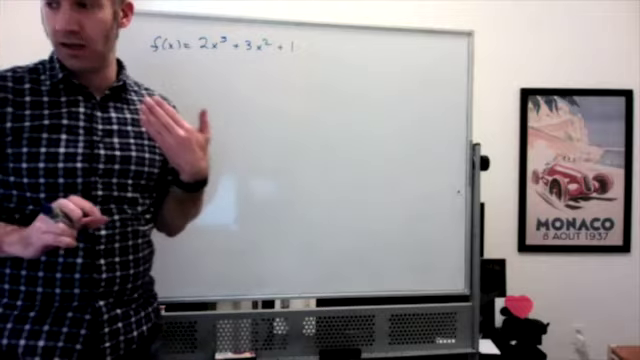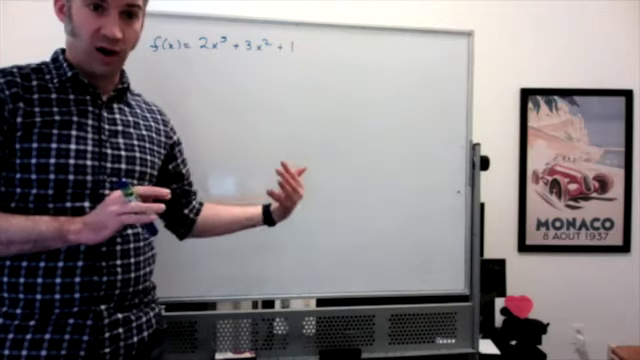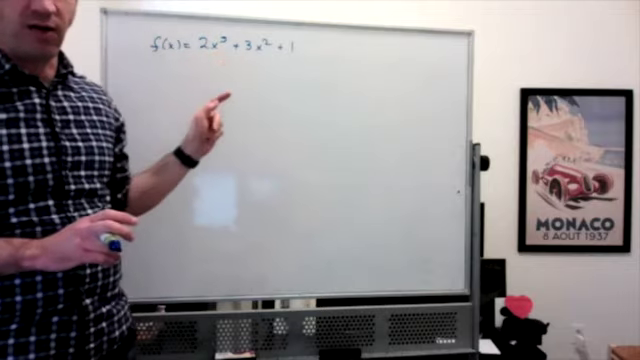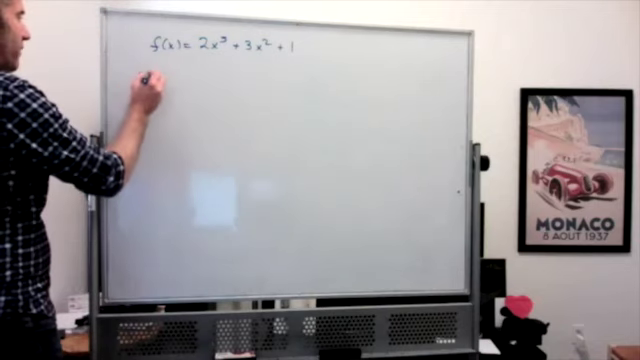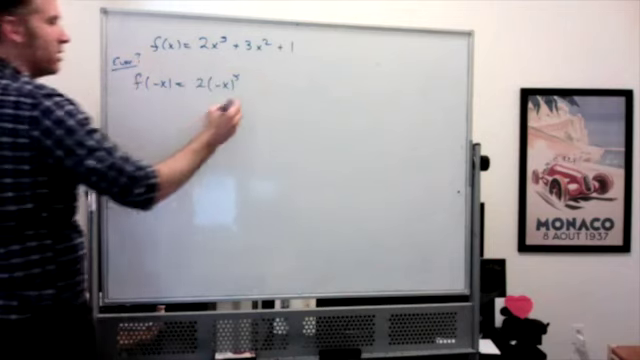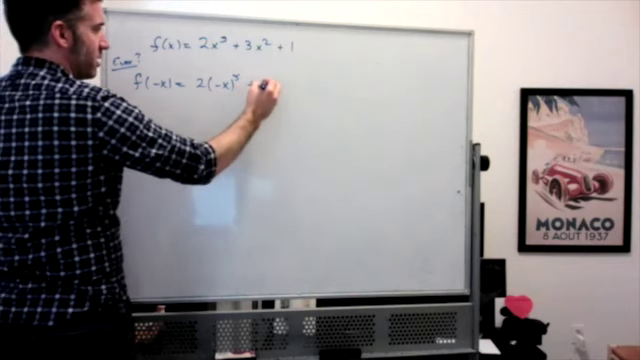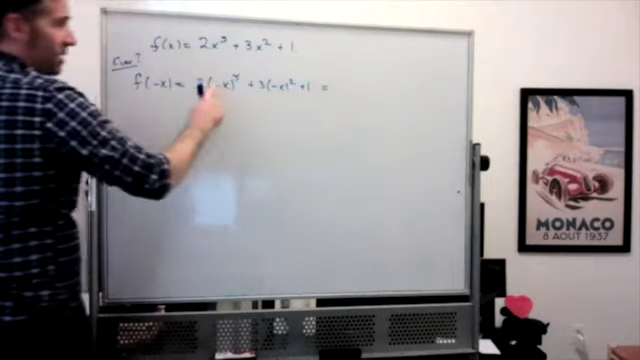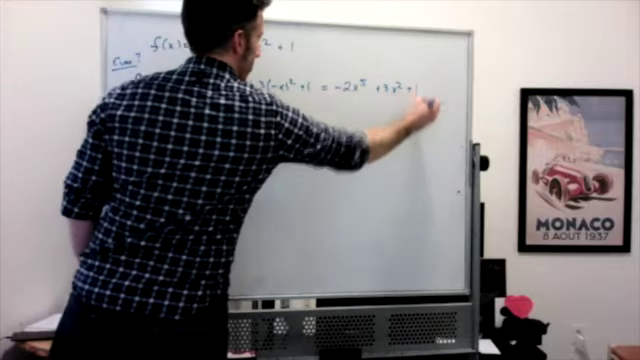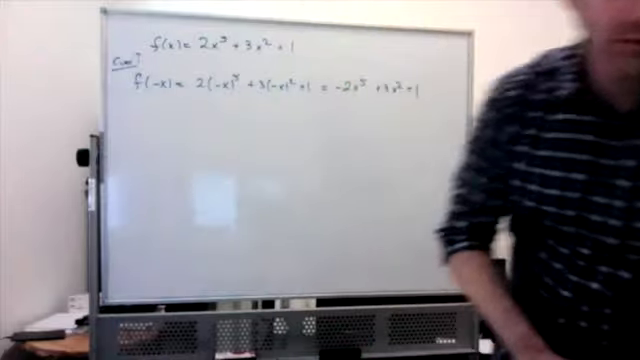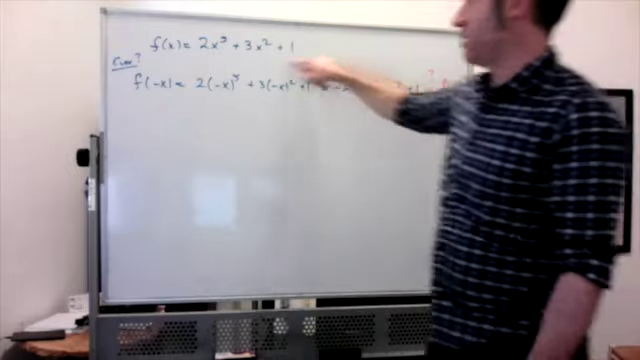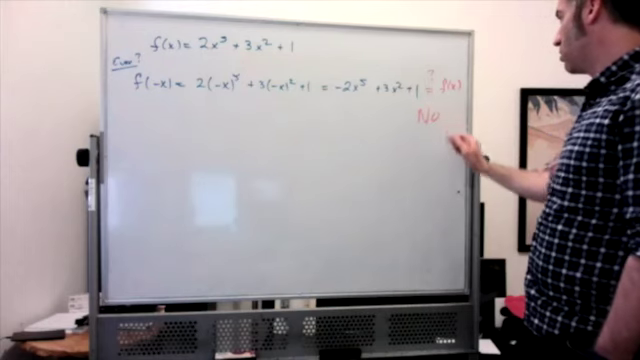Also, you might have noticed that the polynomials where all the powers were odd were odd functions. The polynomials where all the powers were even were even functions. This polynomial, where we have an odd power and an even power, is going to be neither, but let's check. F of negative x is 2 times negative x to the fifth plus 3 times negative x squared plus 1. I guess I'm asking the question, is it even? We end up with negative 2x to the fifth plus 3 times positive x squared plus 1. Is this equal to f of x? No. Definitely not, right? This and this are not the same. So it's not even.